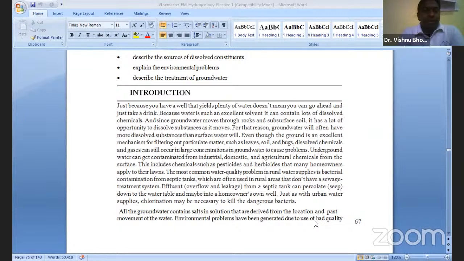Yesterday, we discussed the exploration of groundwater using different geophysical methods. That is resistivity surveys, magnetic surveys, radiometric surveys, and ERT, electrical resistivity tomography.